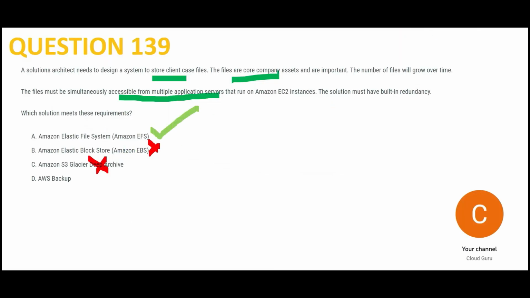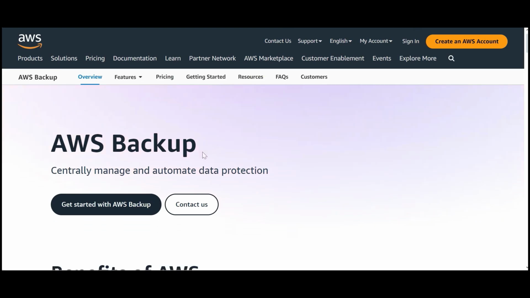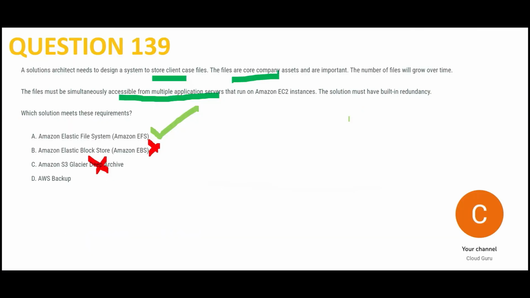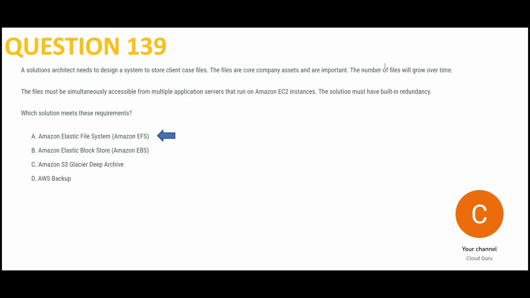But what is AWS Backup? AWS gives you backup as a service. You can centrally manage and automate data protection. You should always take backups of your databases, files, etc. If that is something you want, you use the Backup service. Backup is a backup solution. It is not a solution for multiple file storage, and for file storage it should not be used. So our final answer would be option A, EFS.